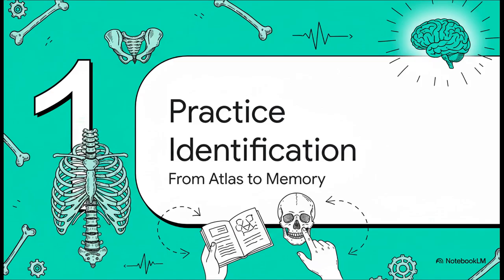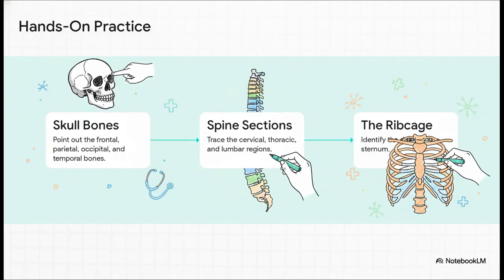The goal here is pretty straightforward. We want to move this knowledge out of the book and into your muscle memory. This is all about active learning, so if you've got an anatomical model or even just an atlas nearby, now is the time to grab it. Okay, let's start with the skull. Go ahead and point to the frontal bone.